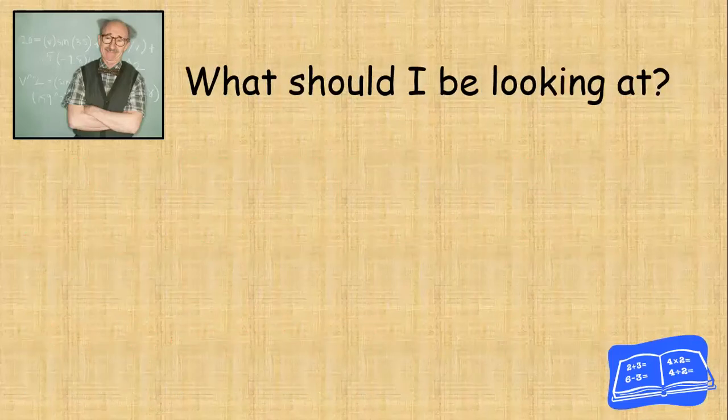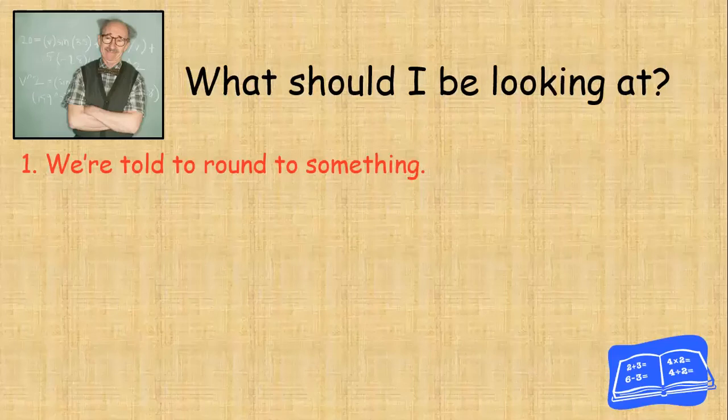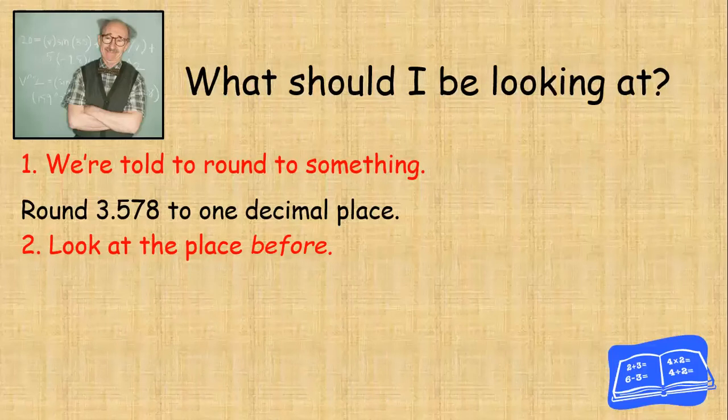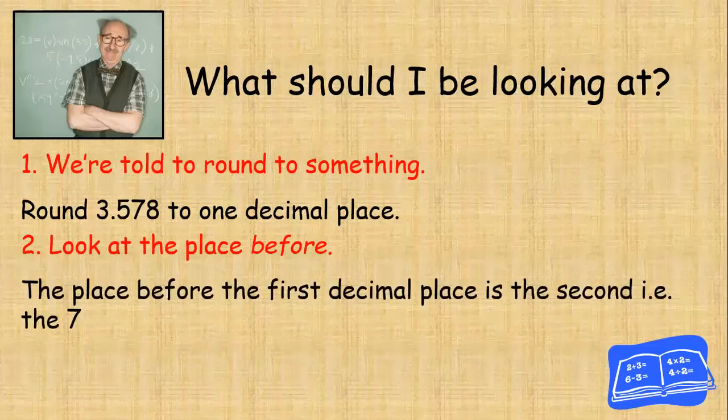So what is the first thing you should be looking at? Well, the question always tells you that you're to round it to something, to the nearest 10, to the nearest 1 decimal place, to the nearest 2 decimal places. So for instance, we might be asked to round 3.578 to 1 decimal place. And you have to look at the place after the decimal place you've been asked. So in the case above, we've been asked for the first decimal place to round it to, so we look at the 2nd decimal place. So we're actually working with the number 7.